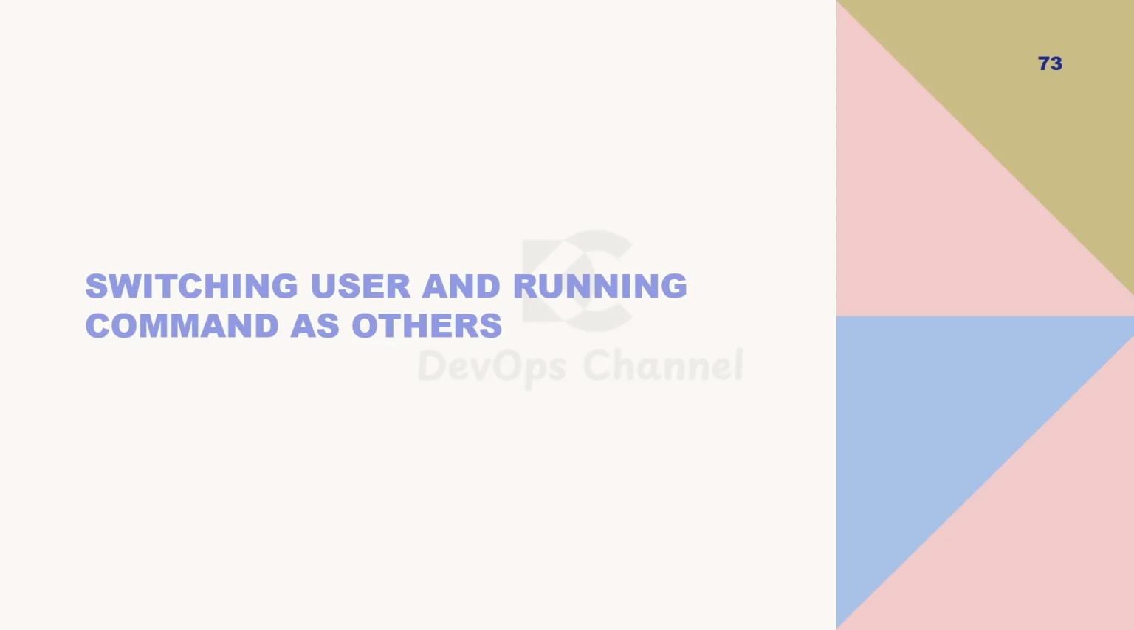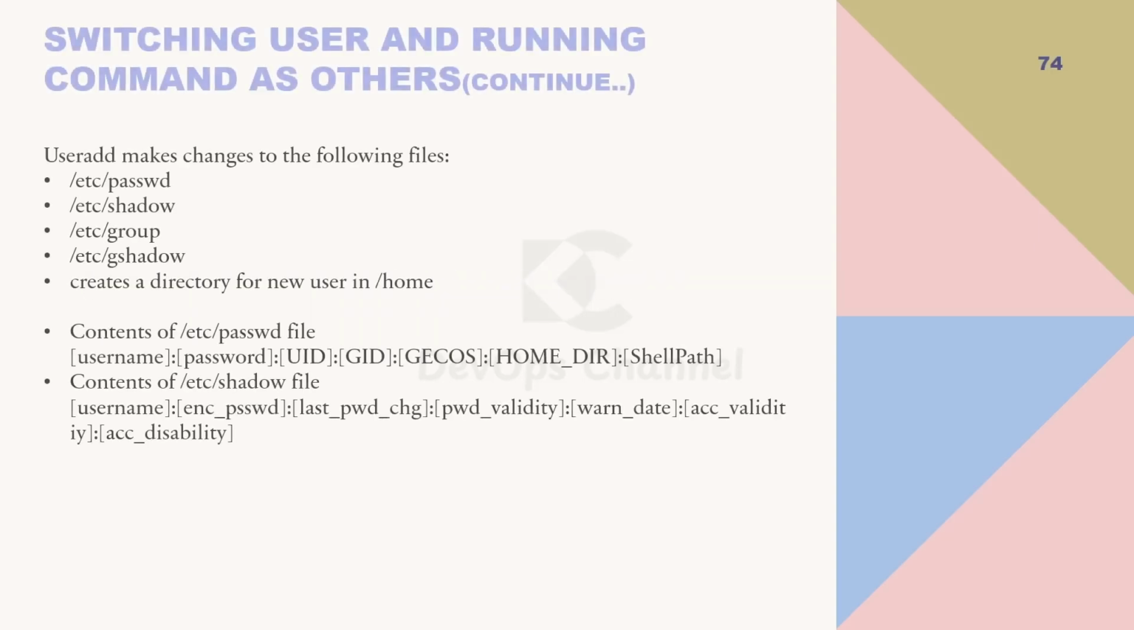Okay, so let's move ahead. Whenever you add or create a user, it will modify these files: /etc/passwd, /etc/shadow, /etc/group, /etc/gshadow, and it will also create a new directory for the user in /home. The /etc/passwd and /etc/shadow files are the most important files and you should learn the concept of them, so we'll discuss them also.